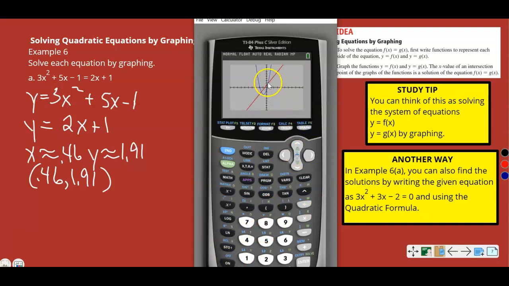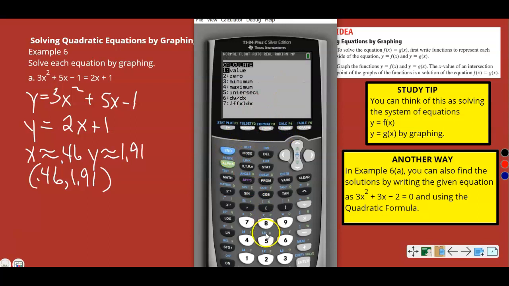So we're going to go back and do second trace, intersect, and this time we want to find the one on the left side. So I still have to be below the intersection point here. And then I'm going to go to the other side of the intersection point. And then I'm going to let my calculator get the answer there. So x is about 0.46 and y is about 1.91. So this one must have been, maybe I did that one wrong. Let me check real quick again.